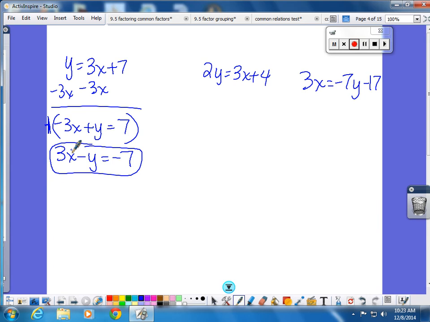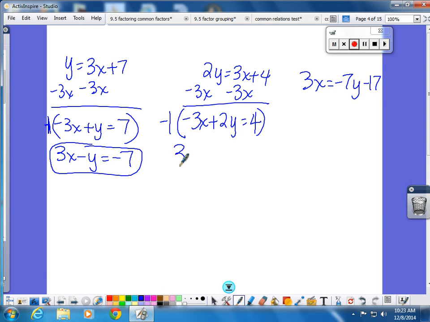Alright, let's go over here. Subtract 3x. -3x plus 2y equals 4. Again, I have a problem. It is negative. Can B and C have negatives? They can, okay? But A, not normally left that way.